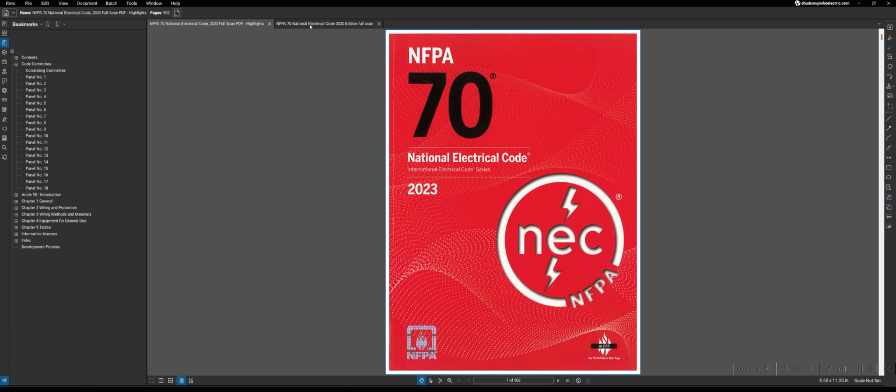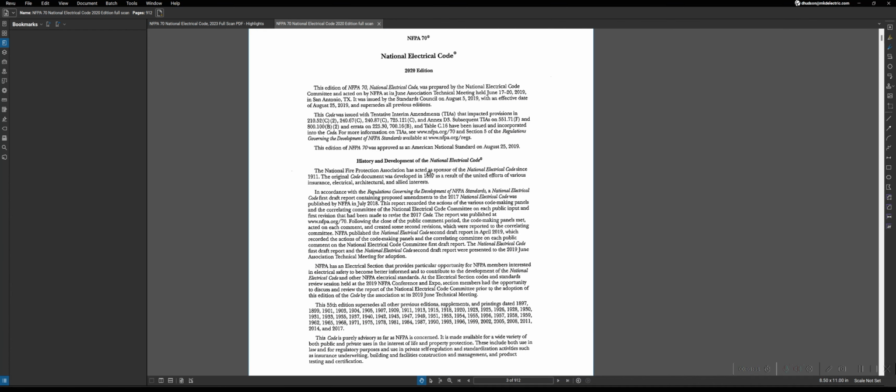So starting off, I'm actually going to be switching over to a 2020 version of the NEC here since my 2023 PDF doesn't have this page for some reason. But this will be about the third or fourth page in your book where it actually gives a little bit of the history of the NEC in some of its previous editions. So we can see here that the first version of the code was written in 1897.